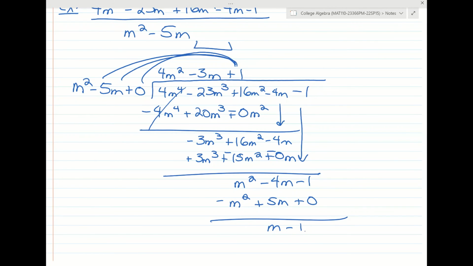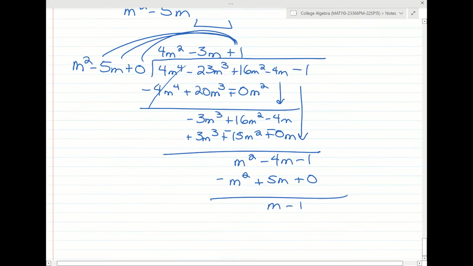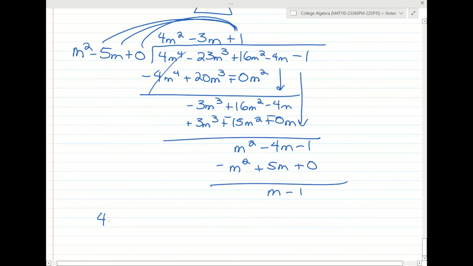There's a lot going on here, so you have to make sure you're paying attention when you do this. If you miss one sign, the whole thing's going to be wrong. So just make sure you take your time. As far as what the answer would be, you would write 4m squared minus 3m plus 1 plus the remainder over the divisor.